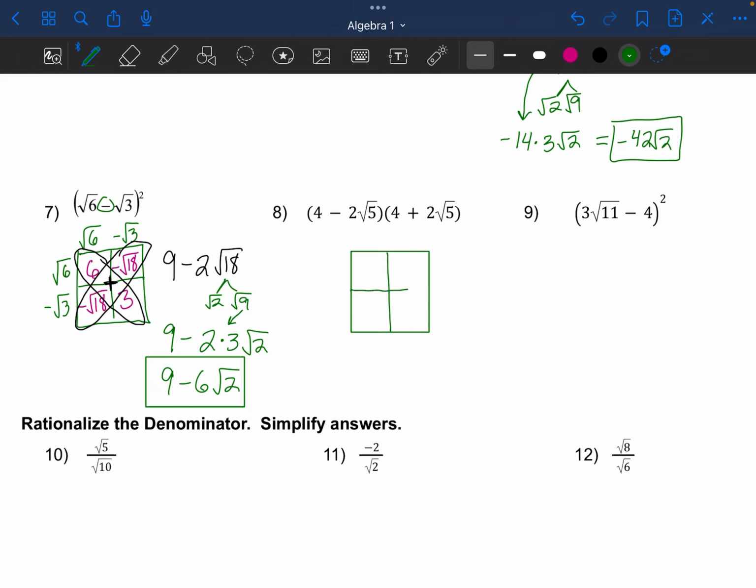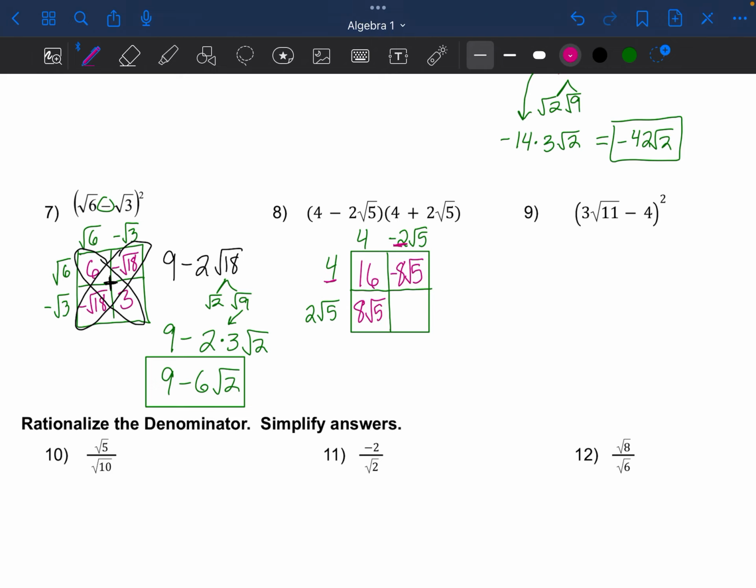Okay, we know we've got the box method because I've got two things that we can fill in here. First one I like to put up top, 4 negative 2 root 5, and then we've got 4 positive 2 root 5. Multiplying to get the numbers on the inside, 4 times 4 is 16. Negative 2 and 4 are the ones that can hang out here. So negative 2 times 4 is negative 8 square root of 5. 4 times 2 gives us 8 square root of 5s.